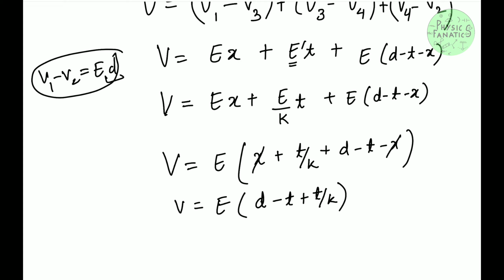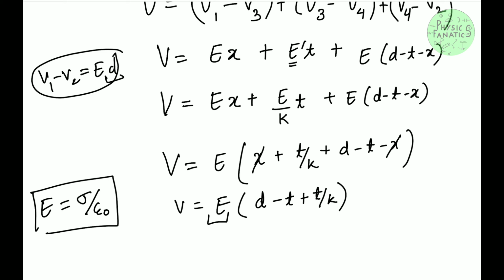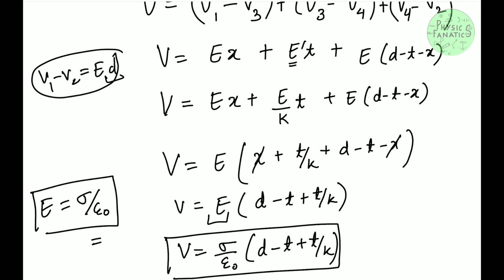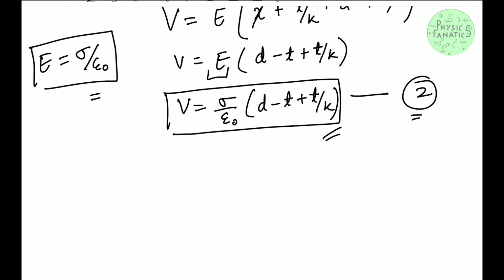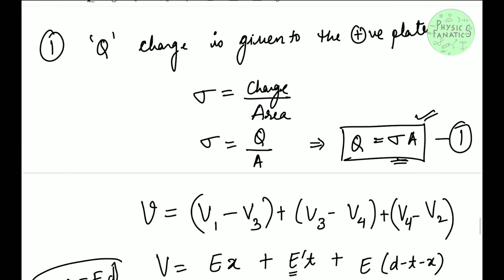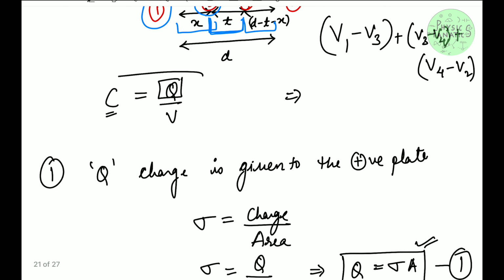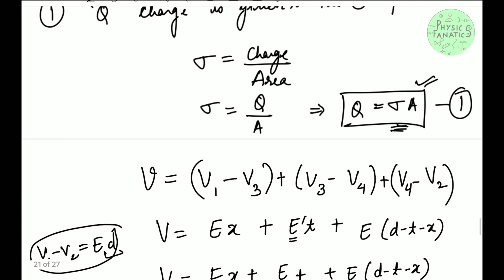Now from the previous video, we know the value of the electric field inside your capacitor is given as E is equal to sigma upon epsilon naught. I have asked you to just remember this formula, right? So the electric field inside is given as sigma upon epsilon naught. You guys can go back and watch my previous videos so that you can understand this part, right? Okay, so V is simply given as sigma upon epsilon naught times D minus T plus T by K, right? Now I know the value of V, now I know the value of Q. All I have to do is put this value in the definition of your capacitor, that is C is equal to Q upon V, right?